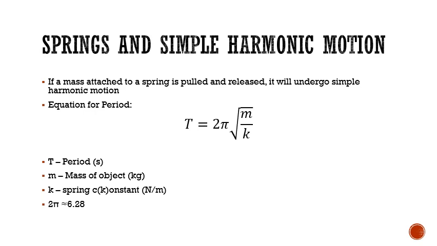Now, with this, there's two things that affect the period: the mass of the object and the spring constant. Now, you're going to have to stretch your algebra muscles to be able to solve for mass and solve for the spring constant, but we can do it. You just need to ask questions in class, and I'll be more than willing to help.